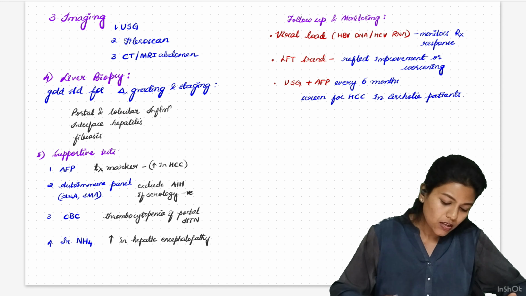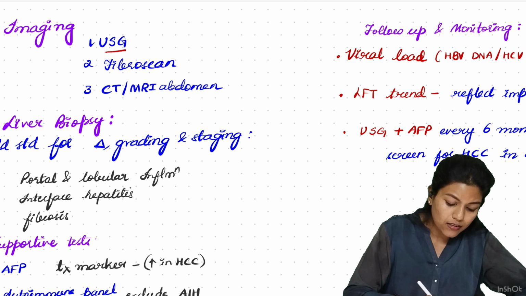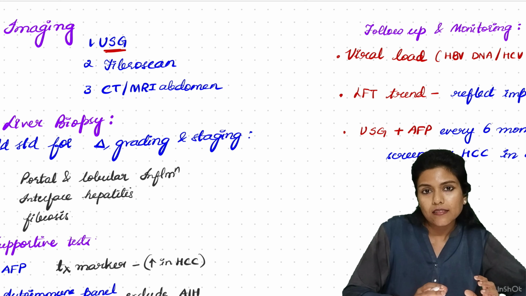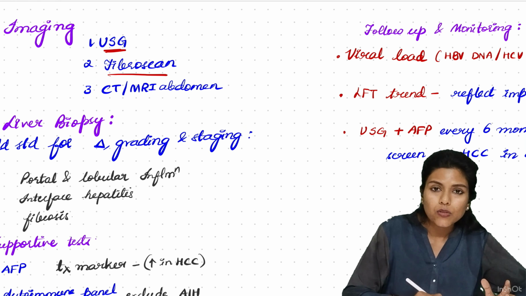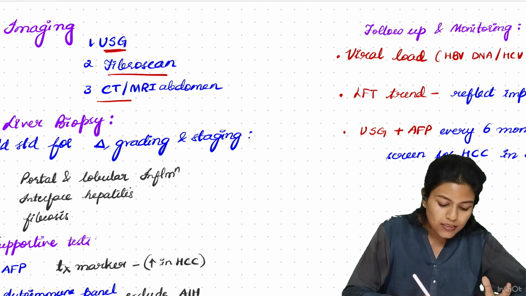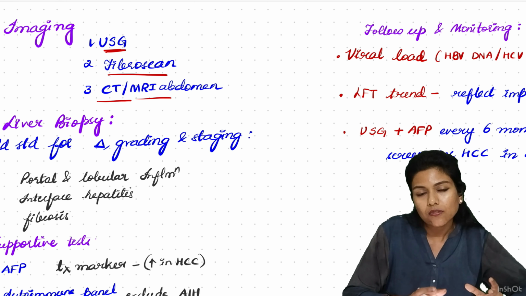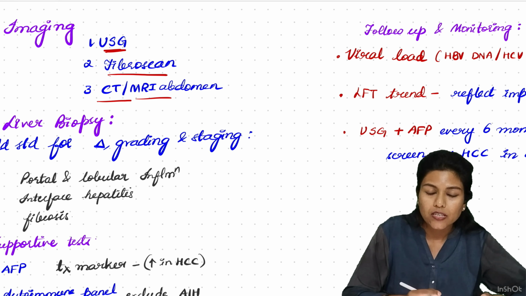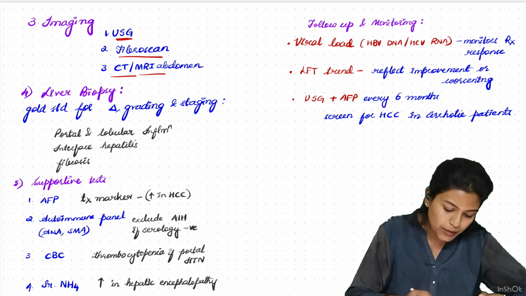Coming to the imaging, we can do ultrasound to assess the gross enlargement or the gross findings of the liver, fibroscan to assess the degree of fibrosis, and CT and MRI abdomen to know the soft tissue architecture or parenchymal changes. For that reason, we can perform a CT or MRI.